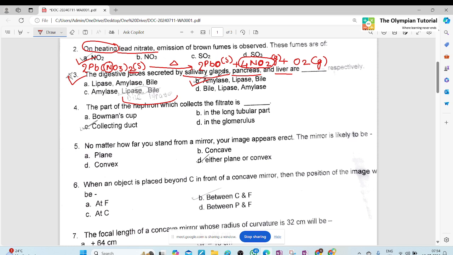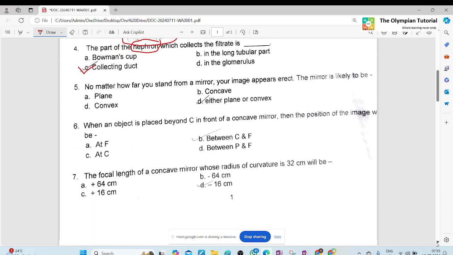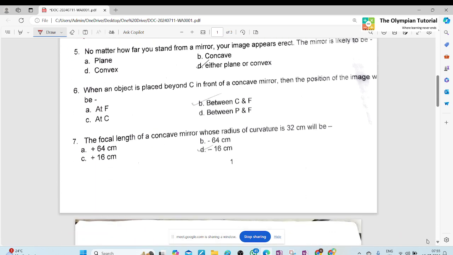Okay. Fourth question. The part of nephron which collects the filtrate is... Collecting duct. We have done it in excretion in life processes. Okay. And Thanya, can you tell me about the nephron? Nephron is the structural and functional unit of the kidney, the filtering unit of the kidney.